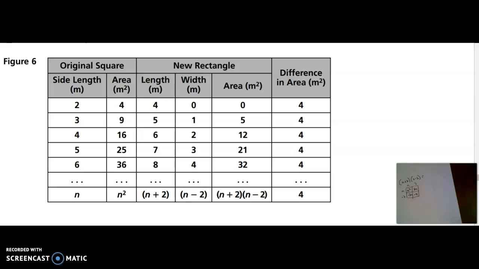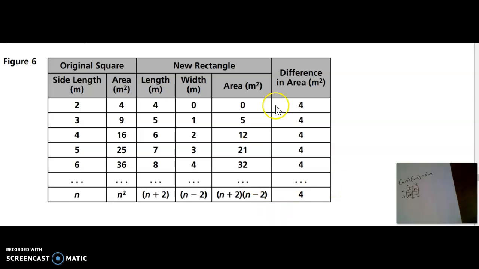So going back to my work down here, n squared, the negative 2n and positive 2n cancel each other out, and you're left with minus 4. So sure enough, the area of a square is n squared, but the area of the rectangle was n squared minus 4. So this tells you directly why the difference was always 4 less in our new rectangle.